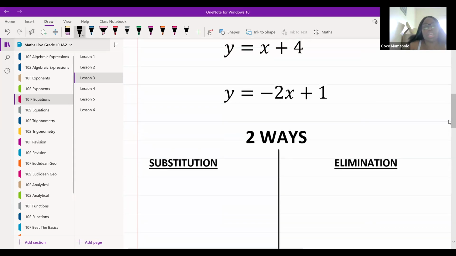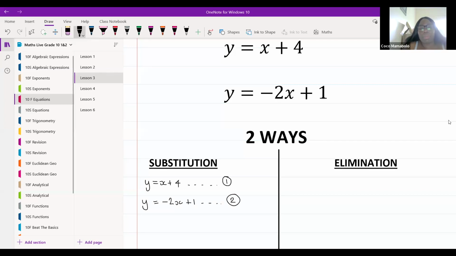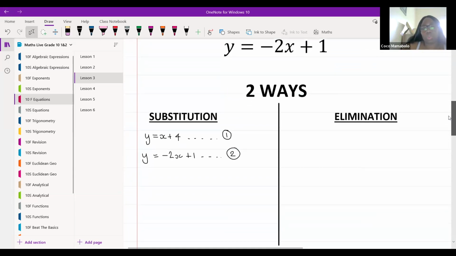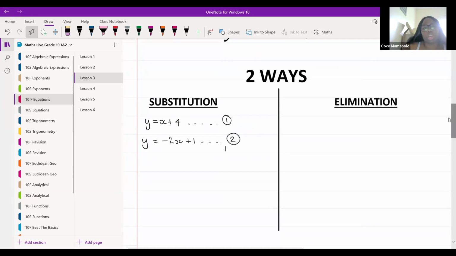So first, I'm going to rewrite these two formulas. I'm going to go y is equal to x plus 4, and I'm going to number this one equation 1. And then I'm going to write y is equal to negative 2x plus 1, and I'm going to number this one equation 2. Numbering these two is very important because we need to differentiate, while we're working, which of the two equations we're working with. So we're going to start by labeling them 1 and 2.